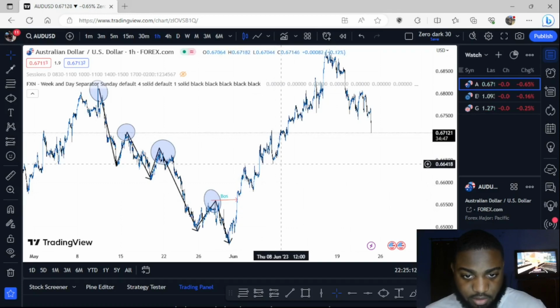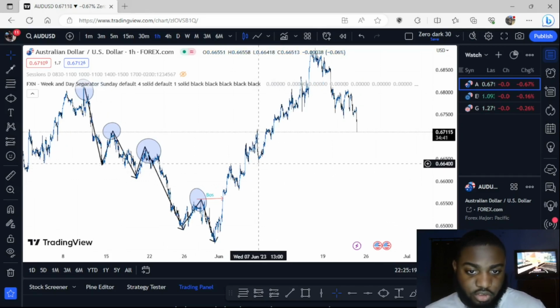Price goes down, takes this out. Doesn't mean we're bearish yet. Why? Because there's no momentum pushing it down here. It's a wick. And that's what I'm talking about. It's not a break of structure. It's a wick.